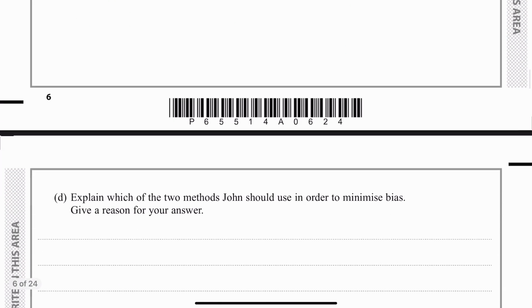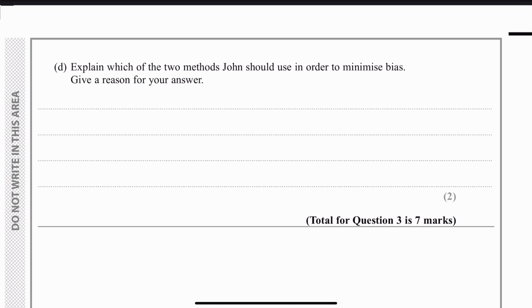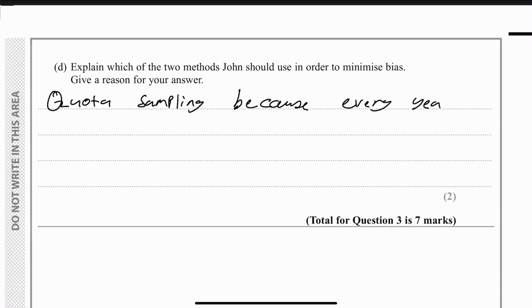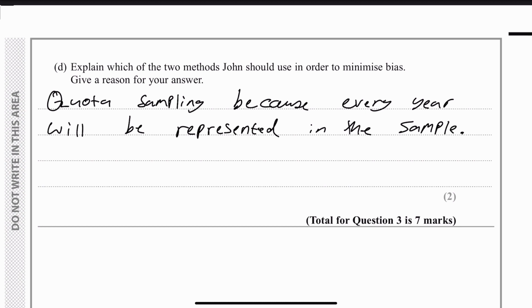So yeah. And then part D, explain which of the two methods John should use in order to minimize bias. Give a reason for your answer. Well, I'm going to go with quota sampling. Because every year will be represented in the sample. At least with quota sampling, although it may not mean that everyone has an equal chance of selection, at least you're going to ask every year group.